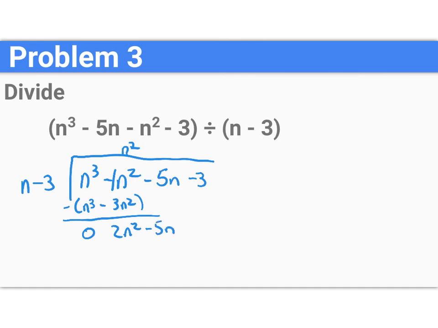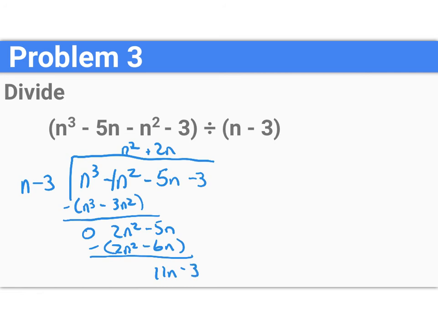Okay, so what do I need now? I need a plus 2n to make the leading term go away. 2n times negative 3 is negative 6n, in parentheses to keep our sign straight. 2n times n is 2n squared. Subtracting, 2n squared minus 2n squared is 0. Negative 5 plus 6n is 11n minus 3.